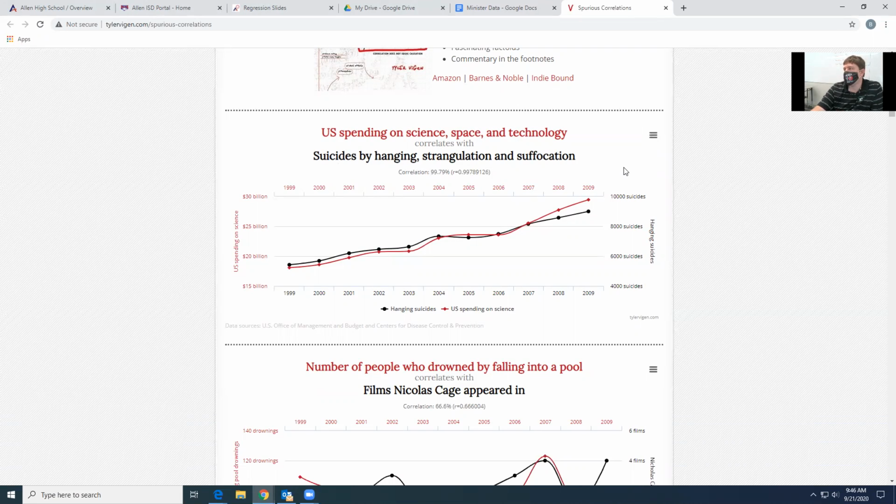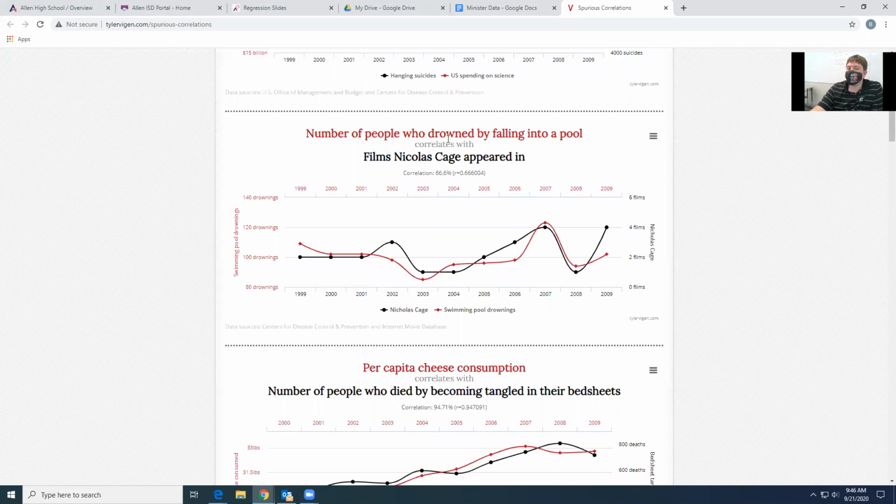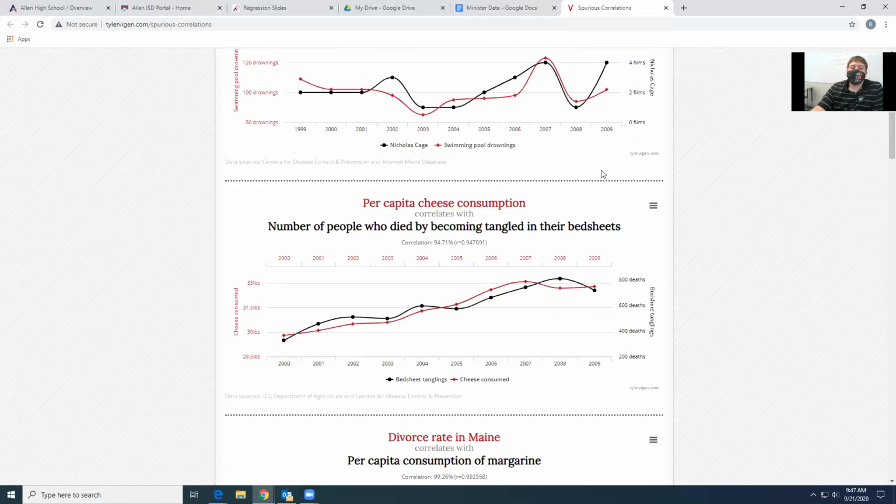So if we just cut back on spending, right, less people will do that. No, that is not the case. They just happen to correlate strongly, but they are not causing each other to happen. Or number of people who drowned by falling into a pool and films Nicolas Cage appeared in. They correlate, it's just not causing each other. Okay, if I put all these numbers together, I'm going to get a strong R value. But we're not going to go tell Nicolas Cage to quit making movies so people quit falling into the pool and drowning. Because he's got nothing to do with it.